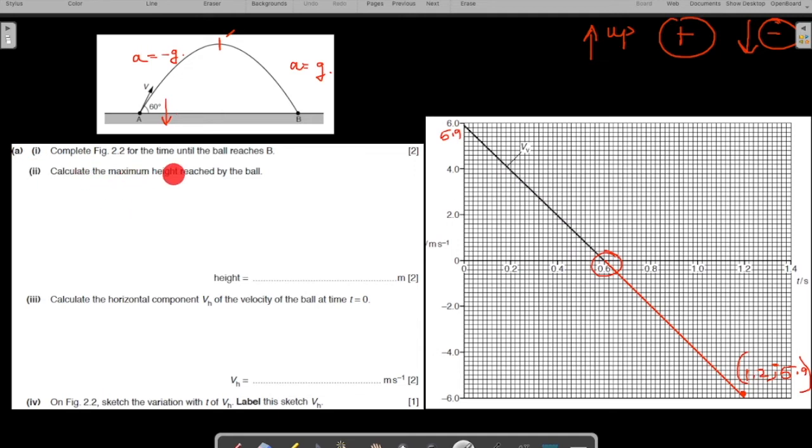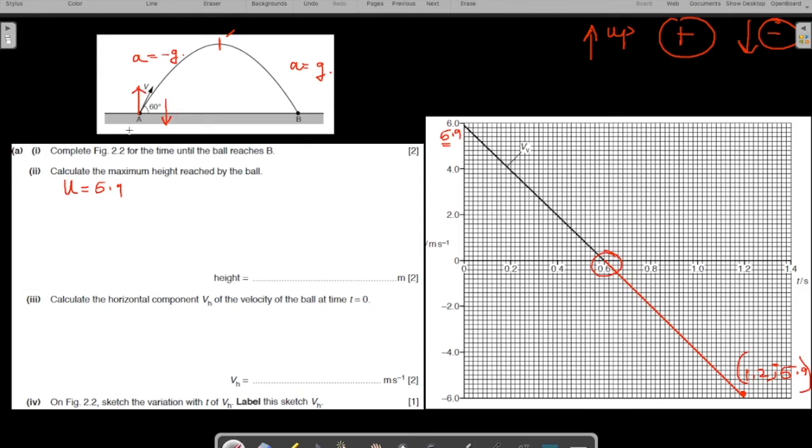Second part, calculate the maximum height reached by the ball. What is the maximum height reached by the ball? Here you'll have to use the equations of motion. So let us make a note of the values that we are given. Let us talk in terms of only the vertical component. The initial value of the vertical component was given to you. It is 5.9. Remember it, be careful, we are talking only about the vertical components.